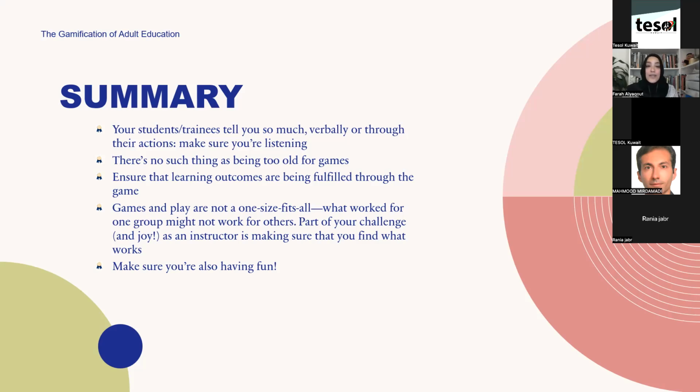Ensure that learning outcomes are being fulfilled through the game. This is really important to me, and that's why every time I've mentioned a game that I've used, I've told you exactly what lesson was associated with it. Always make sure that learning outcomes are being fulfilled. It doesn't help at all if you just play a game. Make sure that you have a purpose in mind, because that also helps you set up the rules for that game.